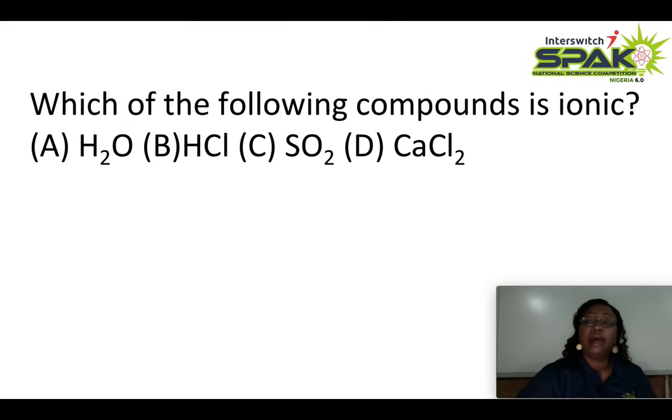Which of the following compounds is ionic? Ionic is when metals transfer their valence electrons to non-metals. So we have types of bonding. We have ionic, also known as electrovalent. We have covalent, we have dative, and we have metallic bonding.